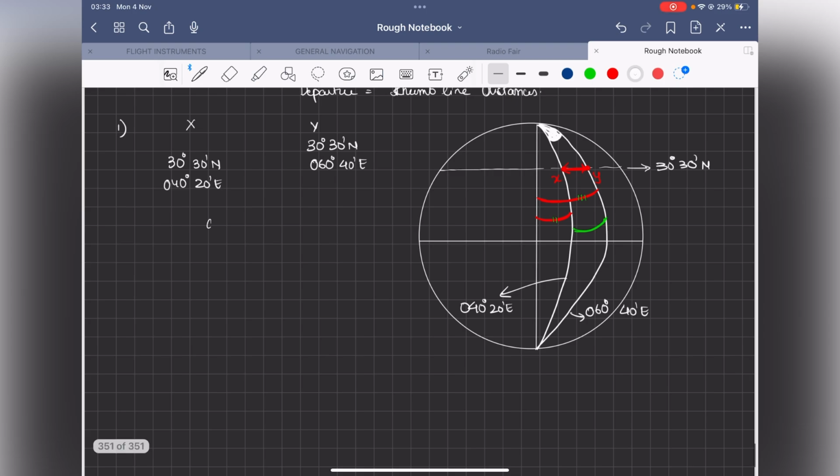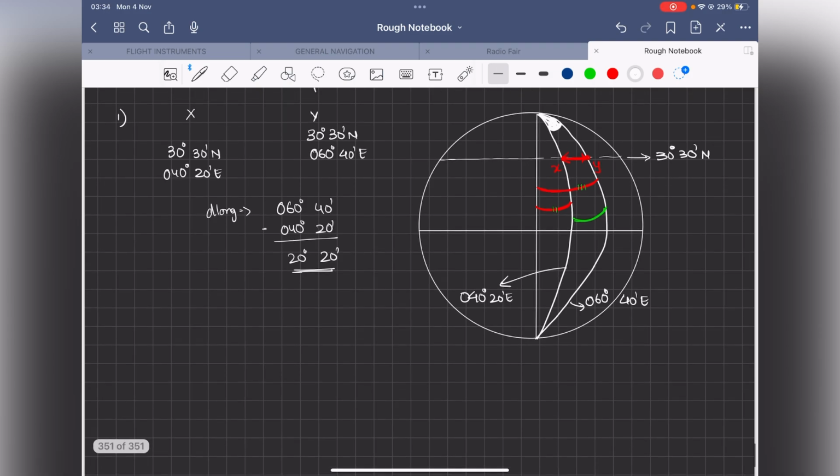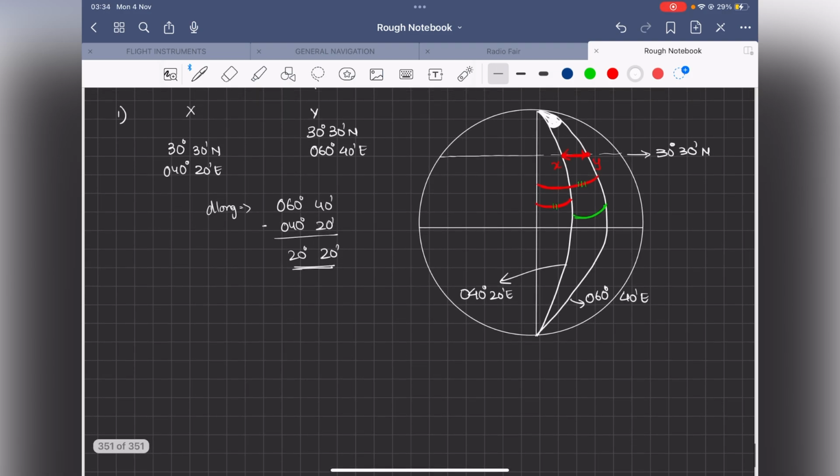Let's calculate our d long. So I could do 060 degrees 40 minutes minus 040 degrees 20 minutes. What do I get? 20 degrees 20 minutes, right? That is my d long. Again, you could use a calculator. If you want to practice doing it on pen and paper, we already know how we do it, right? So we get 20 degrees 20 minutes as our d long.